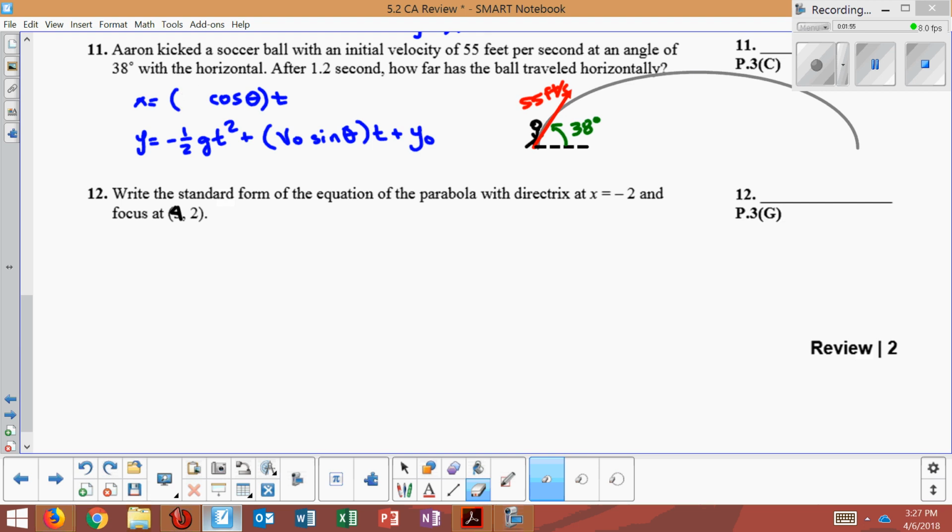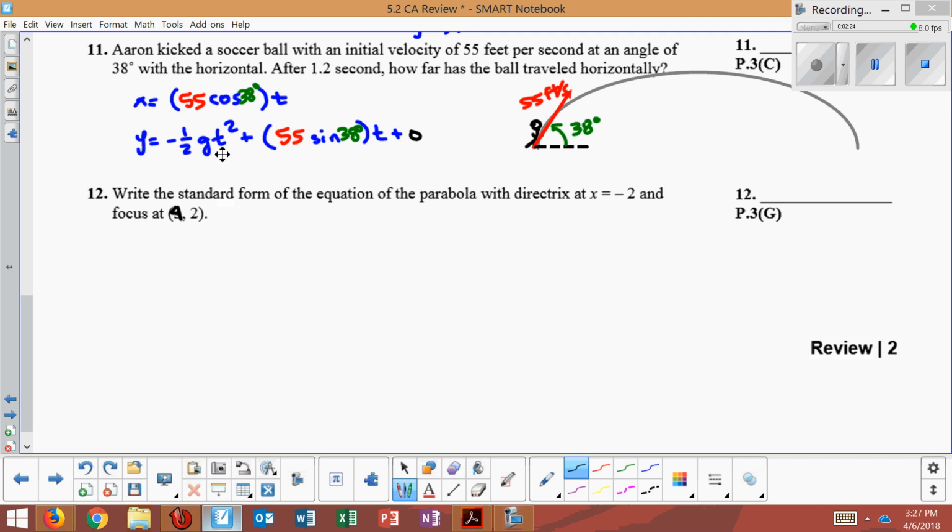We know that the initial velocity is 55 feet per second. So now we'll go there, and now we'll go there. We also know the initial angle is 38 degrees. So that's going to replace that theta and this theta. So we'll go with 38 degrees there and there. 38 degrees here, 38 degrees here. Since he kicked it from the ground, the initial height is simply a 0.